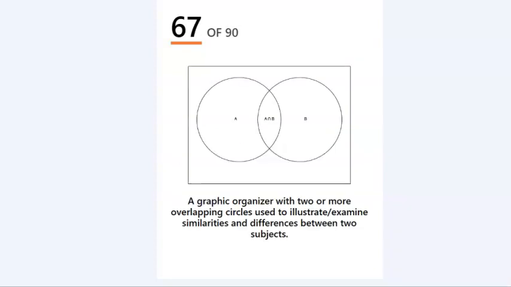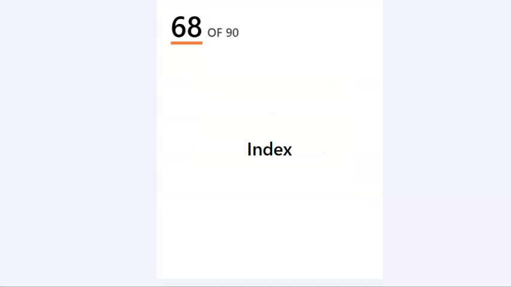Venn diagram, a graphic organizer with two or more overlapping circles used to illustrate similarities and differences between two subjects. Index, a catalog list at the end of the text containing all the topics discussed.